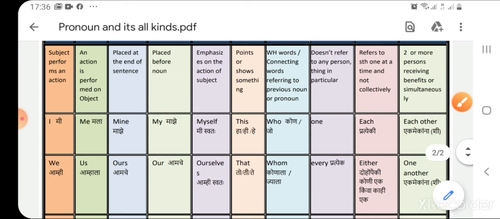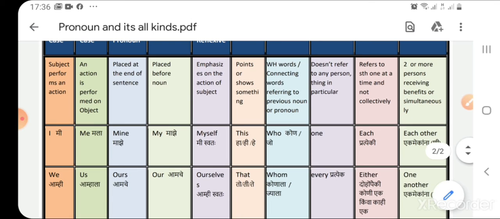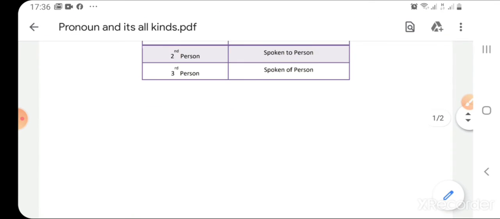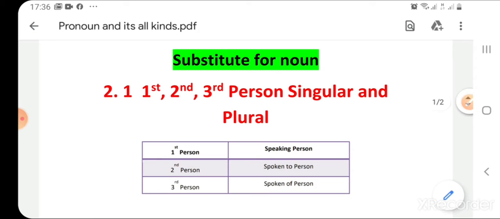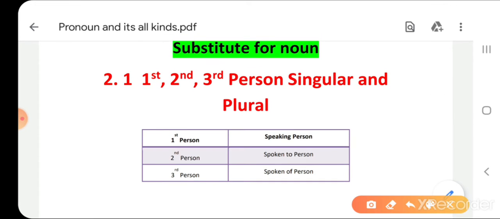If a person is only one, then it is singular. If persons are more than one, then it is plural. So that becomes our first, second, third person singular and plural.